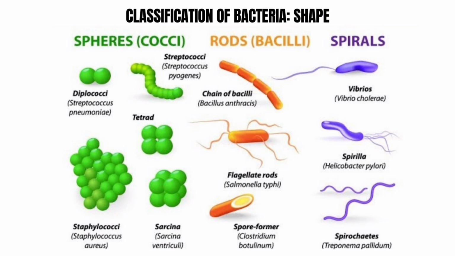Moving over to the rods, which are the bacilli, the rod-shaped bacteria, bacilli being the plural of bacillus. It is further divided into the chains of bacilli, an example of which is Bacillus anthracis, the bacteria responsible for anthrax. We have the flagellated rods, an example is Salmonella typhi. We have the spore-forming bacilli. An example is Clostridium botulinum, a bacteria that acts as a neuromuscular blocking agent.